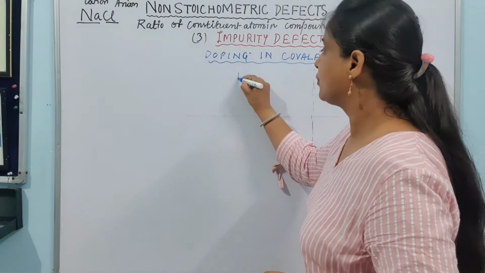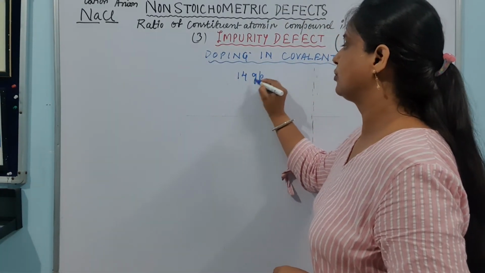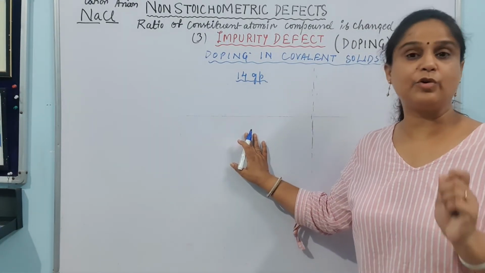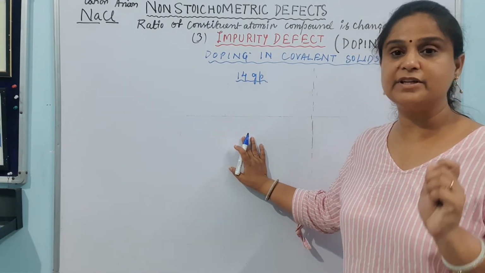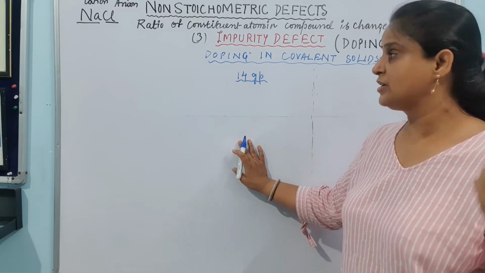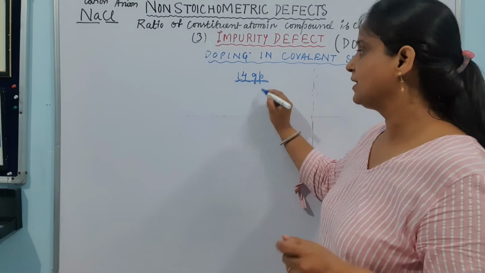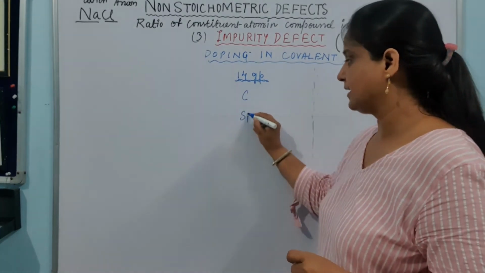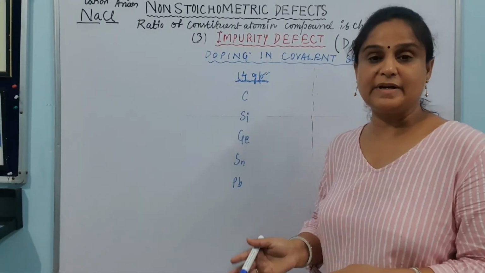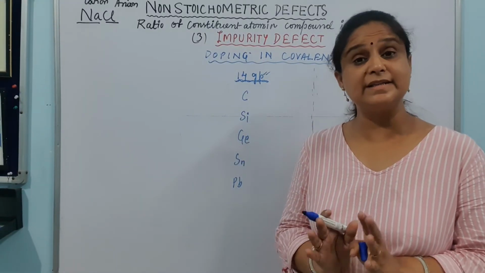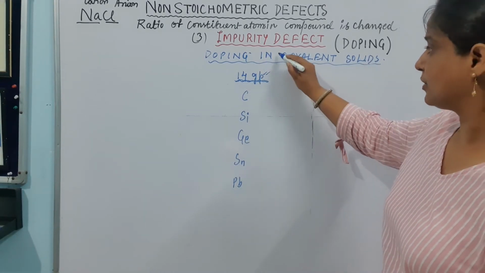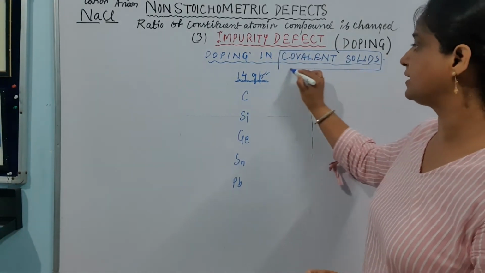Necessarily 14th group elements make covalent compounds because they have 4 electrons in the outermost shell, and because they have 4 electrons in the outermost shell, they don't believe in giving and taking of electrons. So I'm talking about the 14th group, and we have carbon, silicon, germanium, tin and lead. These elements have a tendency to form covalent bonds necessarily, जरूर बनाते हैं. So we are talking about these types of elements which will form covalent solids.